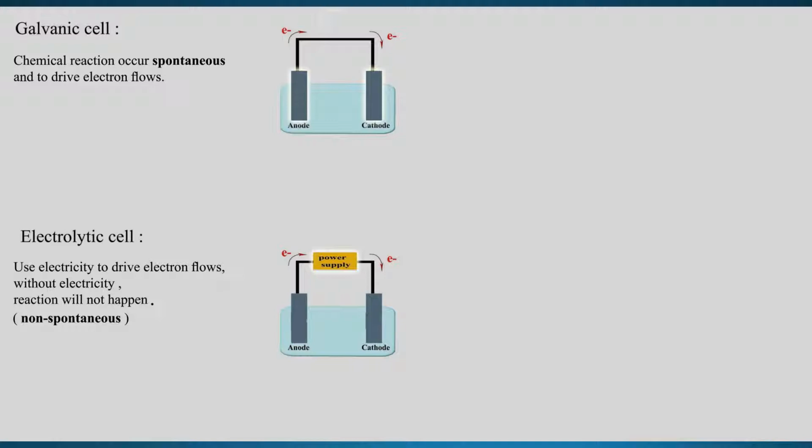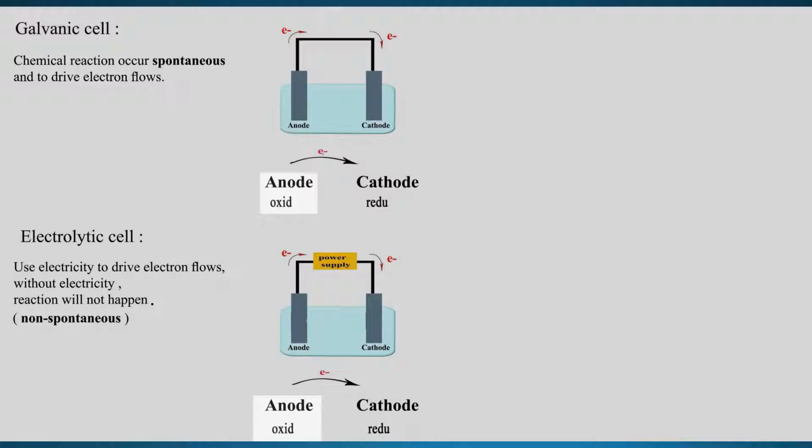So the reaction is non-spontaneous. If you study the anode, cathode, and electron flow relationship, they are very identical. The anode always oxidizes. Electron flow is always from the anode to the cathode. The cathode is always the reduction.